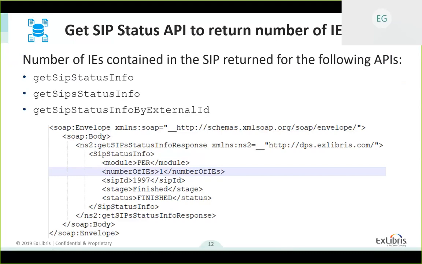So the existing APIs provide another parameter of the number of IEs. As you can see over here at the bottom, you can see the number of IEs which is added to the API. You can see the change already in Javadoc, also up on the developers network. And this affects all three APIs, which you can see over here, which all return the SIP status info object.